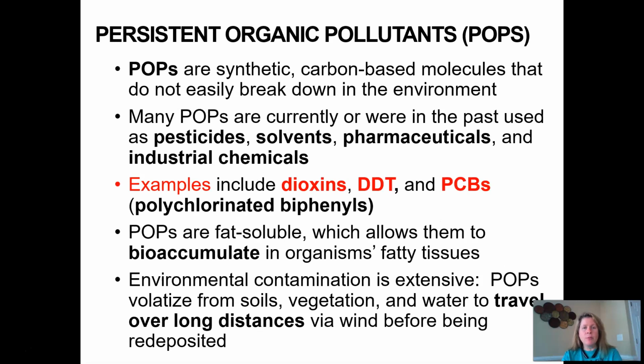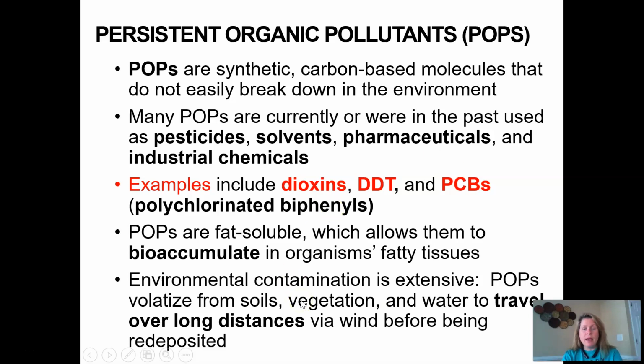Persistent organic pollutants are synthetic. They are carbon-based, hence the organic thing in there, and then they're persistent. They stay around in the environment a long time before they break down. There are all kinds of POPs, pesticides, different solvents, pharmaceuticals, industrial chemicals. Key examples you need to be familiar with: dioxins, DDT, and PCBs. Those are all examples of POPs. They happen to be fat soluble, means that they're going to stick around in the fatty tissues, means that they can bioaccumulate and then biomagnify up the food chain.